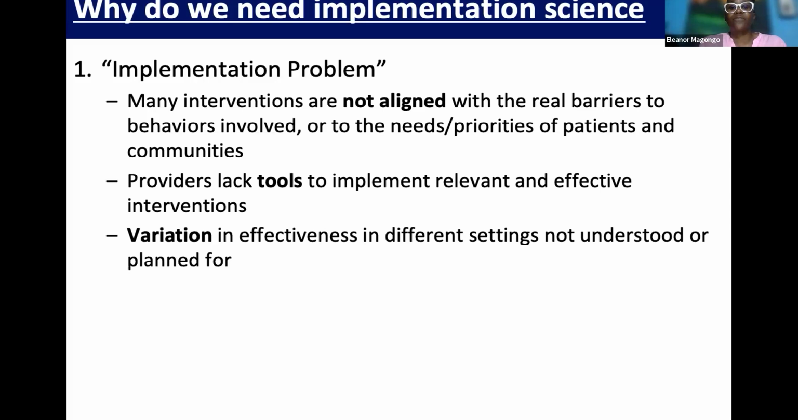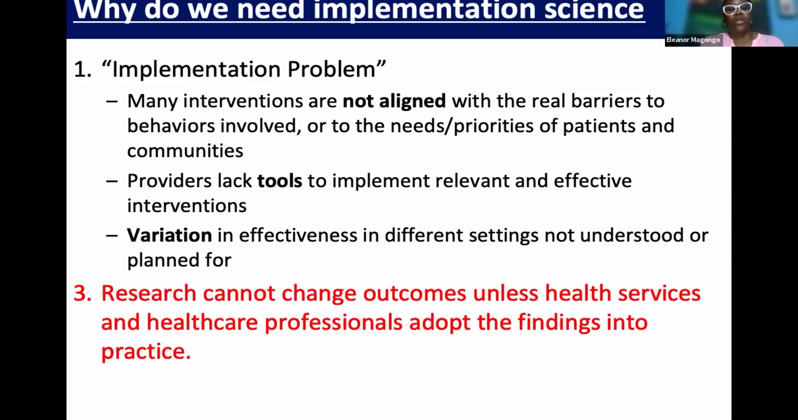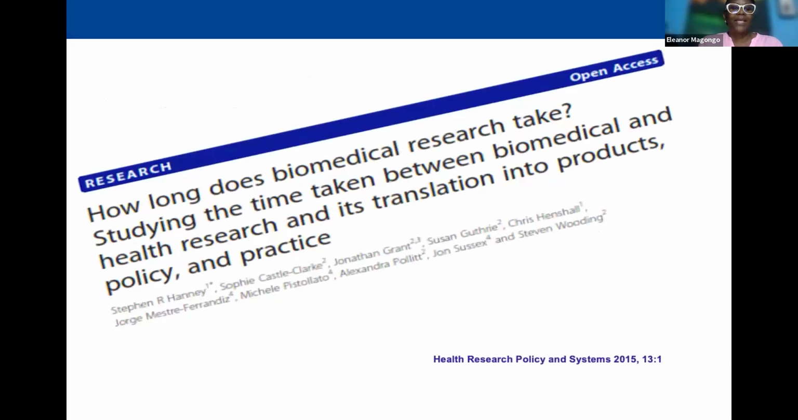There's also variation in effectiveness in different settings, and sometimes this is not well understood, and it impacts the results that we get from our implementation. So research cannot change outcomes unless health services and healthcare professionals adopt the findings into practice. So this is a paper that was published, and the title was How Long Does Biomedical Research Take? Studying the time taken between biomedical and health research and its translation into products, policy, and practice.